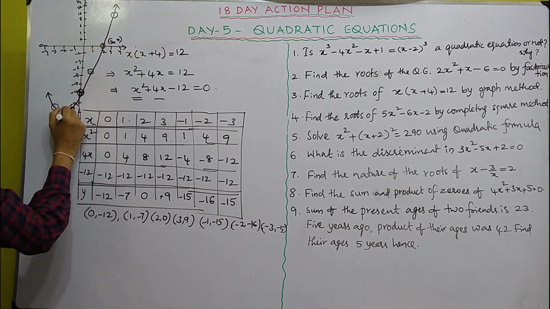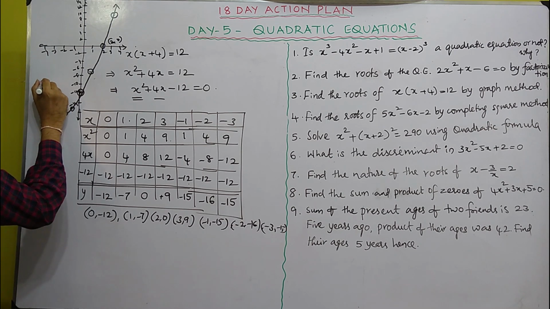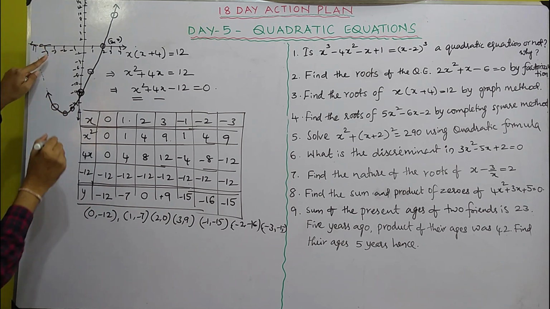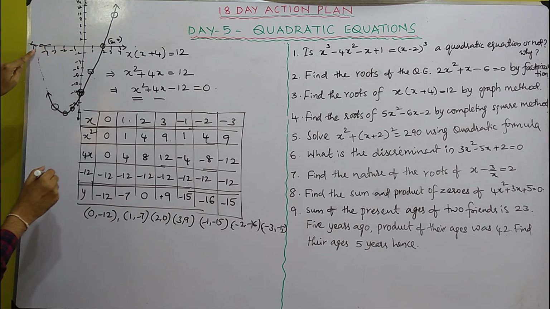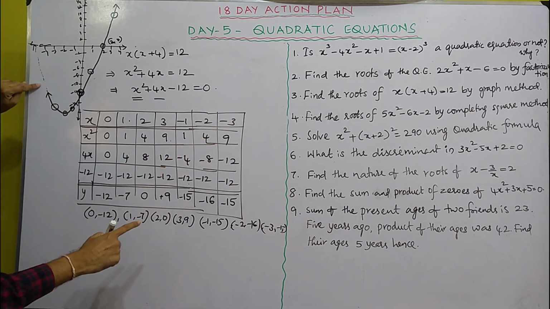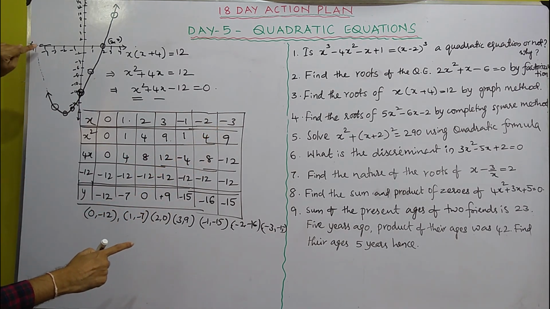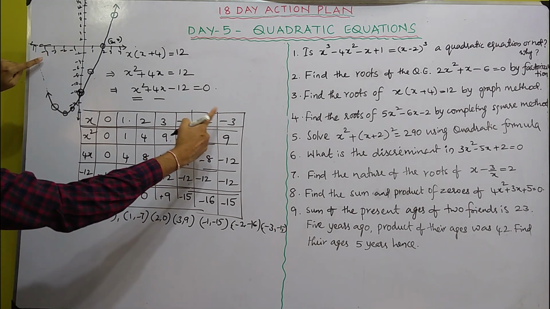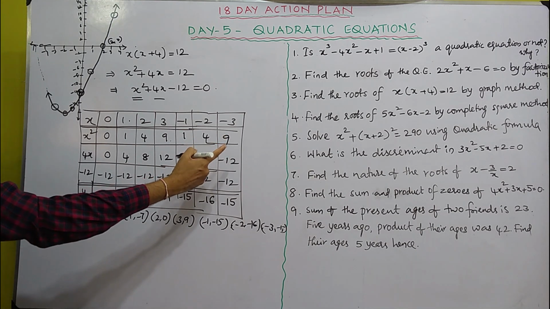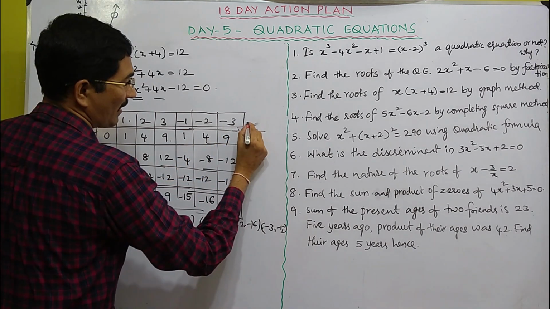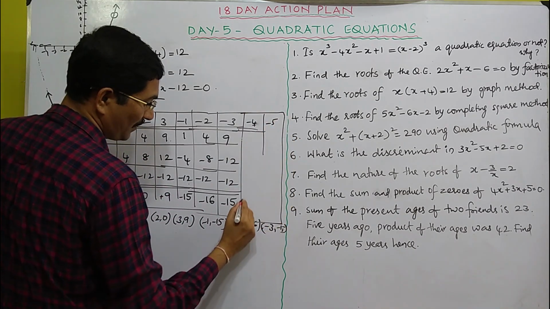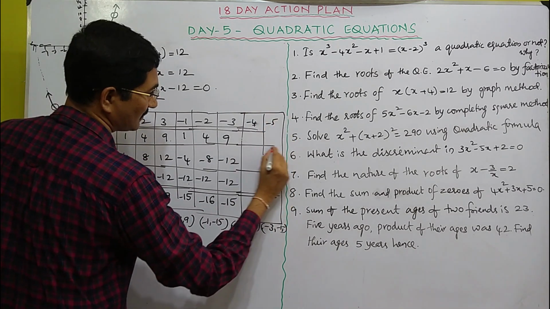But if you observe the other end, if you go on increasing the values of x, it will probably touch the x-axis once again. That means these values must be increased in the table so as to make it touch the x-axis once again. We have taken up to minus 1, minus 2, minus 3. Let us extend this table up to minus 4, minus 5. Please extend the graph like this. So minus 4, minus 5. Just take them and complete the table as discussed earlier.